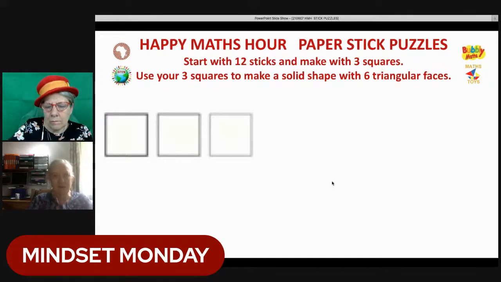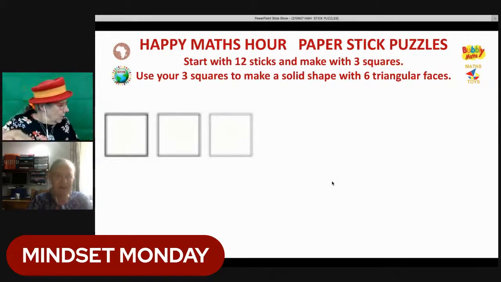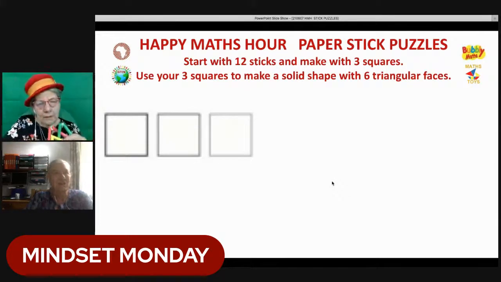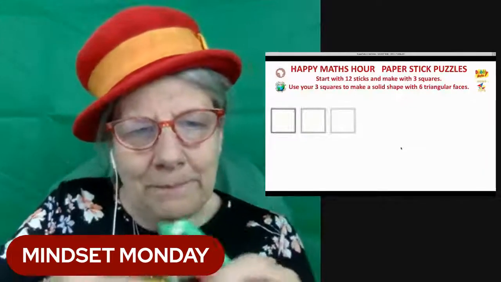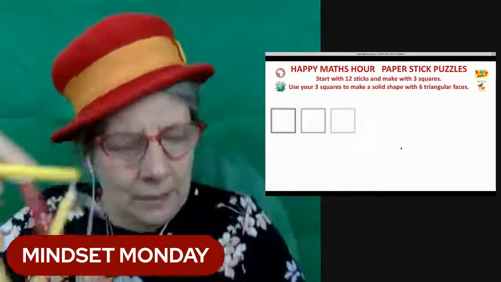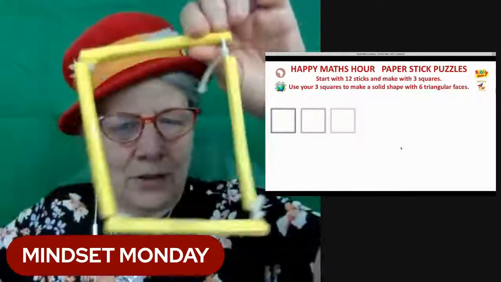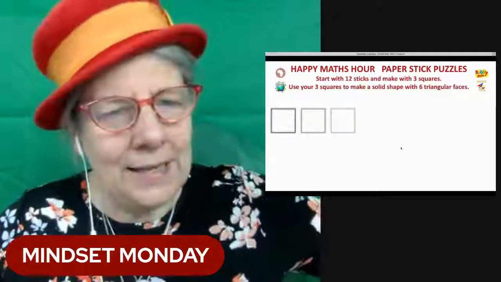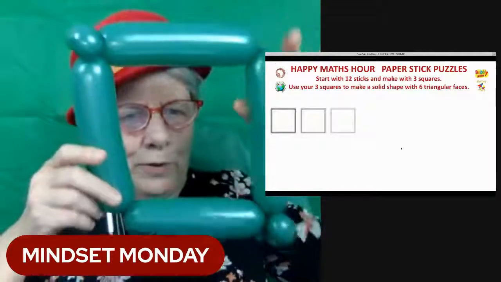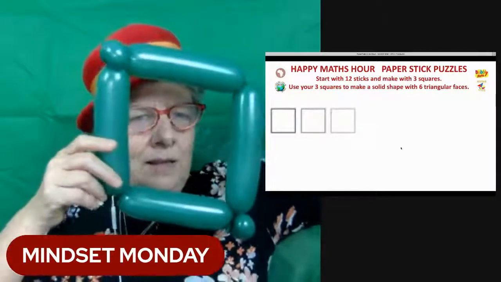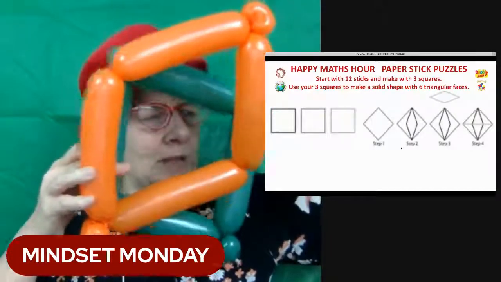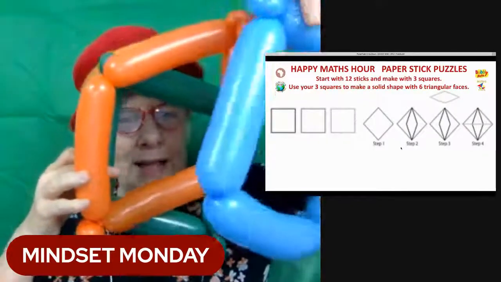Starting with 12 sticks and making 3 squares, ideally different. Okay. Have you got your 3 squares to show us, Caroline? Yes, ma'am. I've got one. Whoopsie. Oh, my goodness, dropped it. I've got a yellow square, a red square, and a green square on the floor. But easier than that, I've got them made out of balloons. I've got a green square, an orange square. That just means it would be a lot easier for me to demonstrate it. And we're going ahead and doing it.